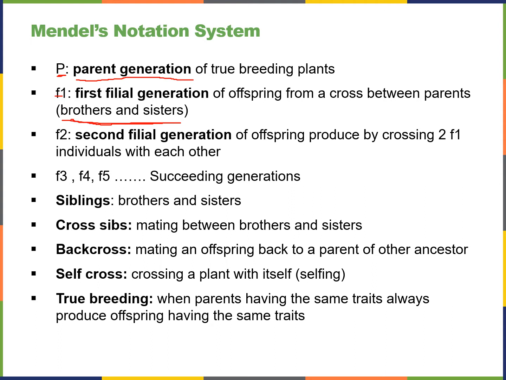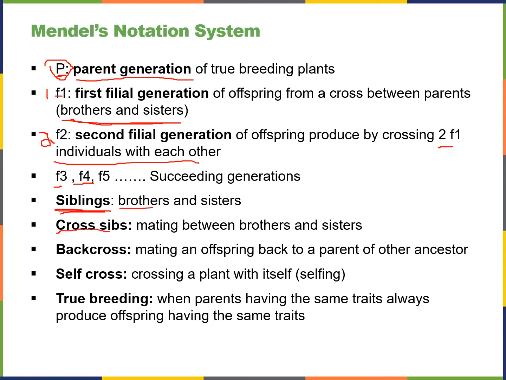F2 is the second filial generation of offspring produced by crossing two of the F1 individuals with each other. So P is the parents, F1 is the first generation, F2 is the second generation, and all the Fs thereafter are the succeeding generations. So F3 is generation 3, F4 is generation 4, F5 is generation 5, and so on. Siblings, I'm sure many of you have siblings. You know what siblings are, brothers and sisters.